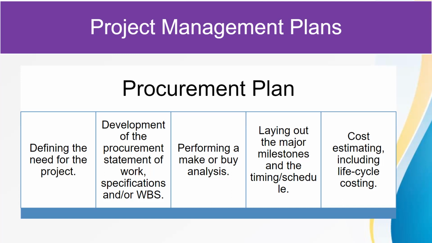Another aspect of the procurement plan is to do cost estimating. How much do we need for every line item for the computer? How much are we going to spend? And the quantity we need. Very important. So these are things you need to think about when it comes to the procurement plan.